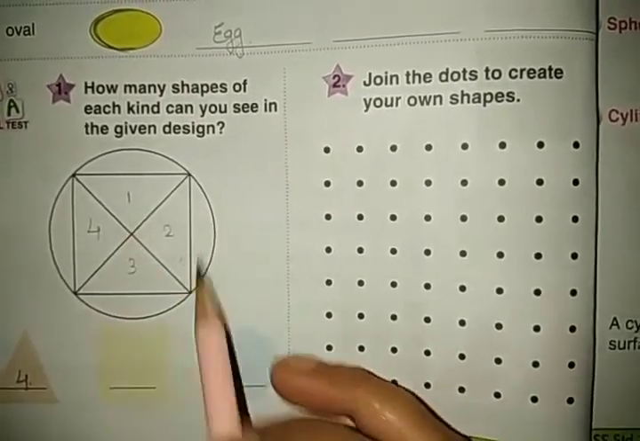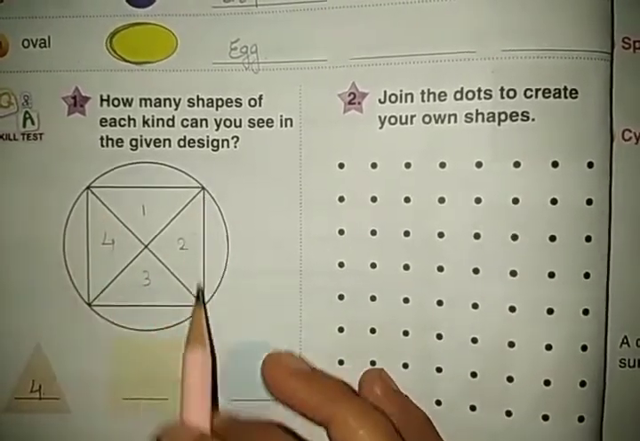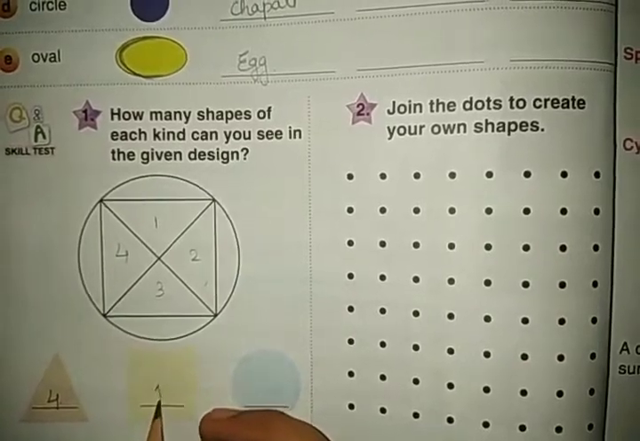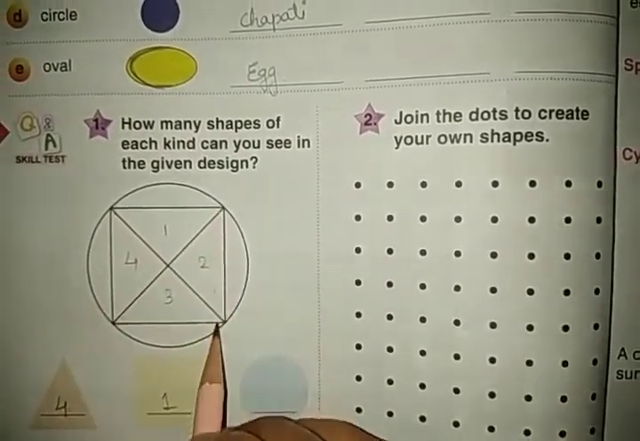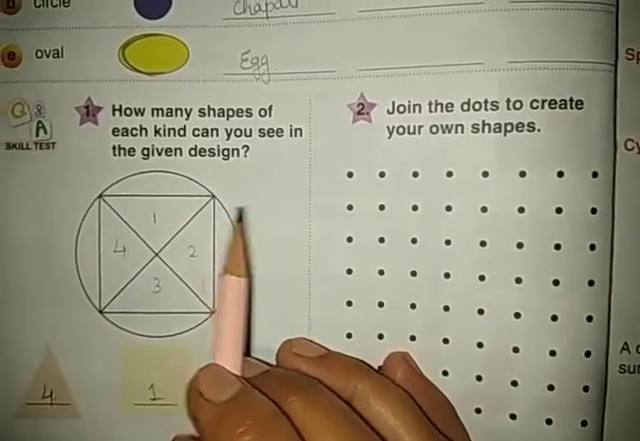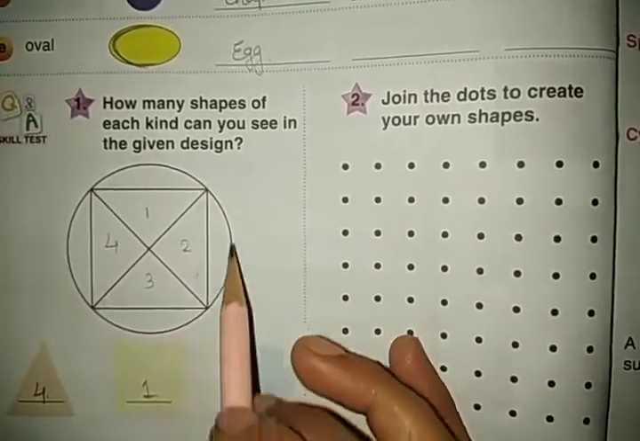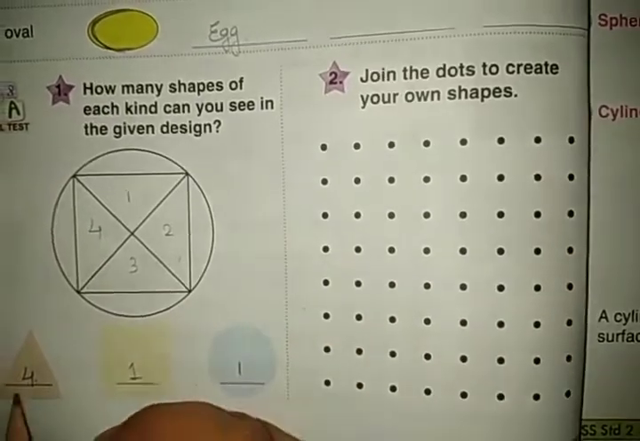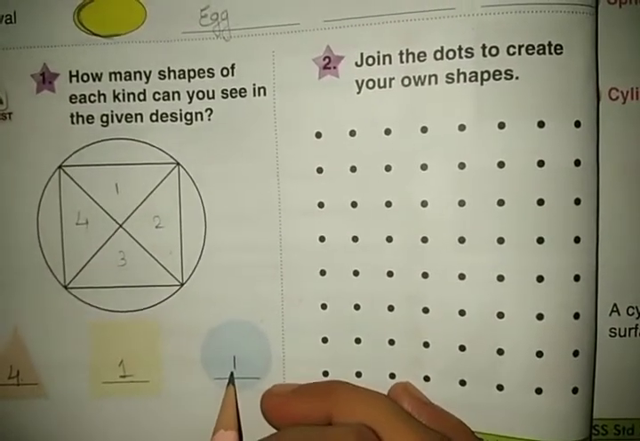So right here triangles are 4. Okay, now find out the squares present. This is one square, it has only one square, this one is the square. Yes, and what about circles? How many circles are there? This one big circle is there. So right here it has one circle. Okay, the design has 4 triangles, 1 square and 1 circle.